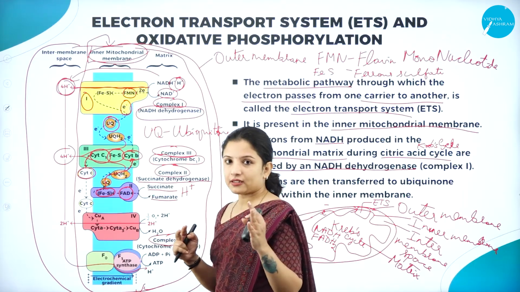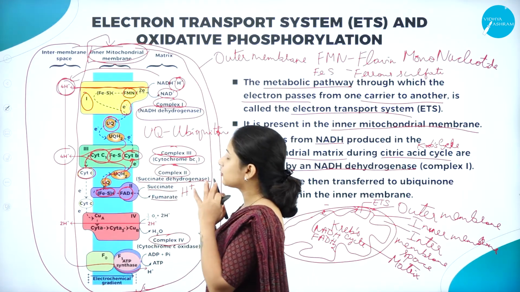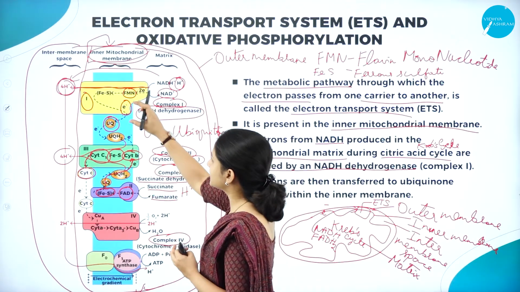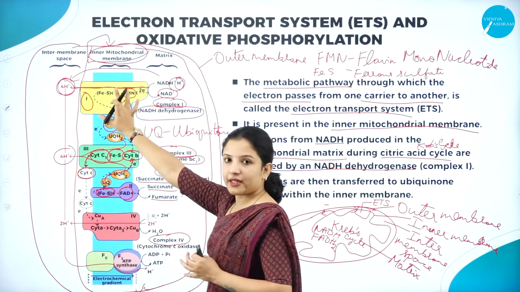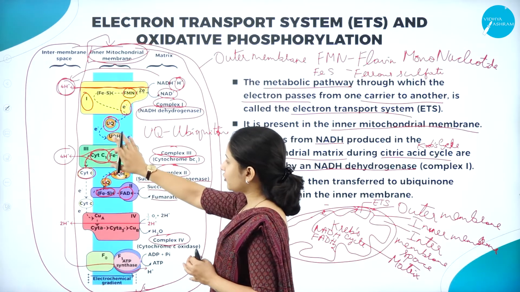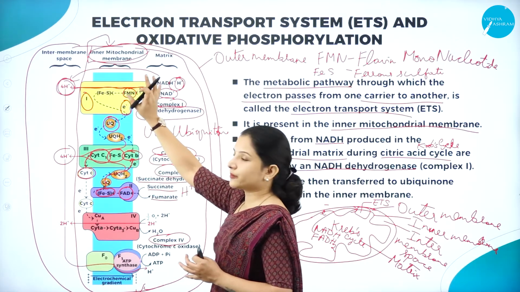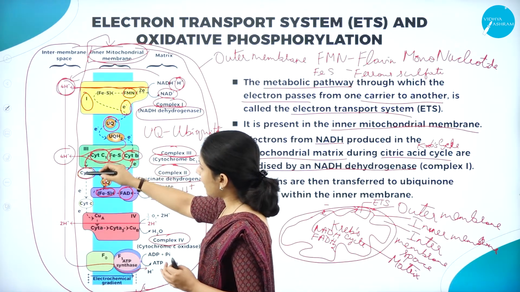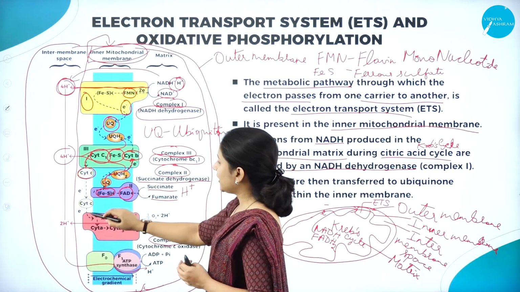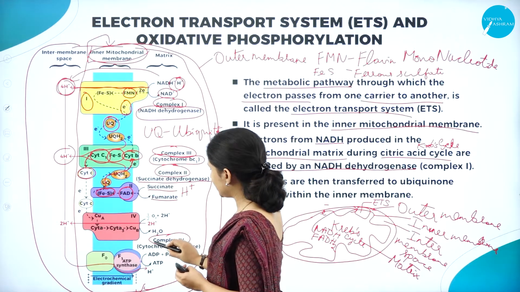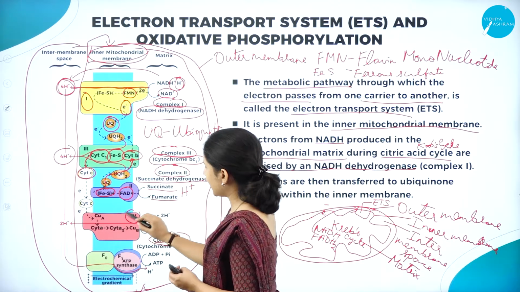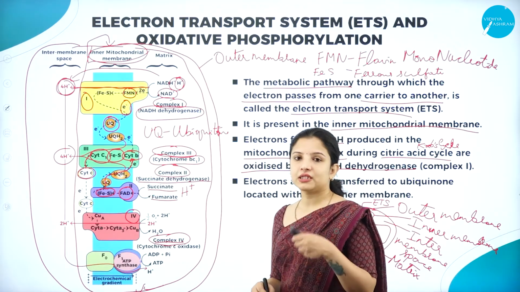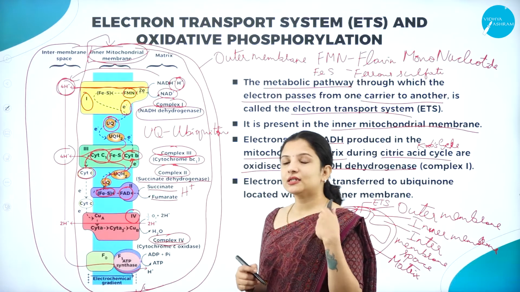So don't get confused. The function of complex 3, which is called the cytochrome bc1 complex, is to receive the electrons from complex 1 and complex 2. Those electrons received by complex 3 will be carried by cytochrome c into complex 4. If you can see here, it will be carried to complex 4. Complex 4 is also called the cytochrome c oxidase complex. So this is the last stage.